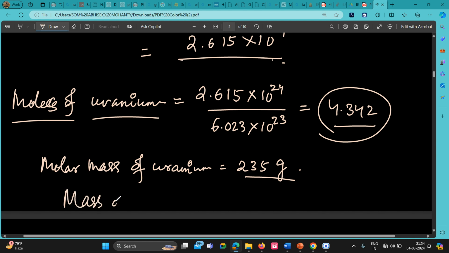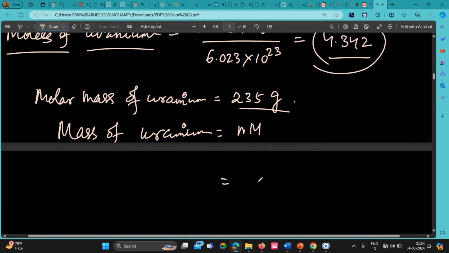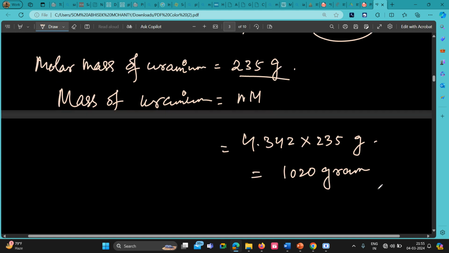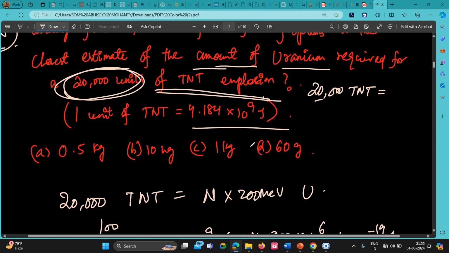The mass of uranium will be the number of moles into the molar mass, right? So the number of moles is 4.342 into 235 gram. If you calculate it, you will get 1020 gram, which is approximately equal to 1 kilo. Okay, so the answer will be 1 kilo.